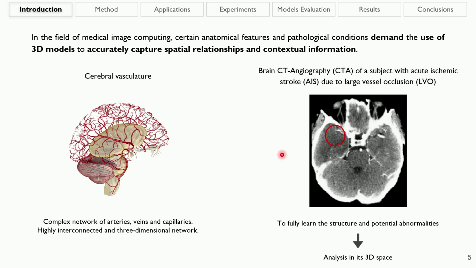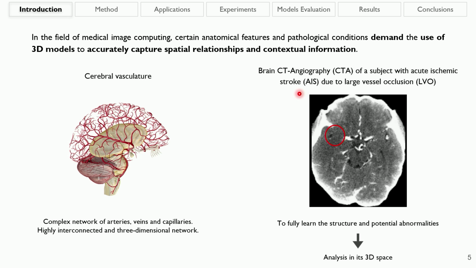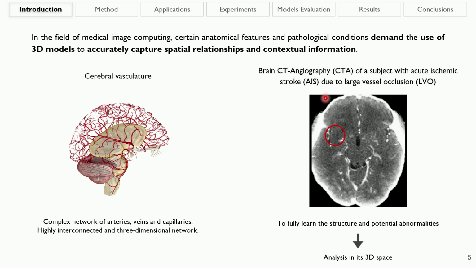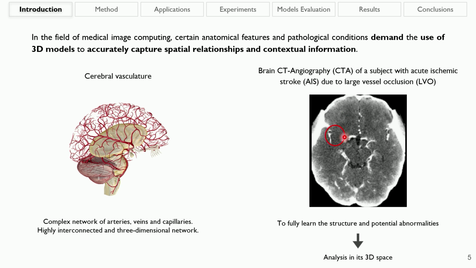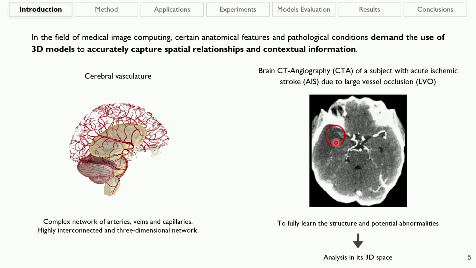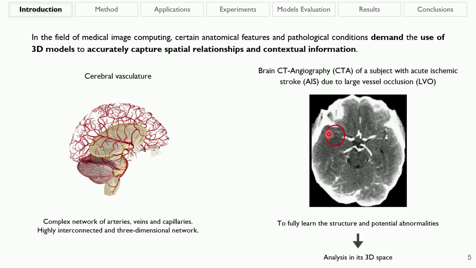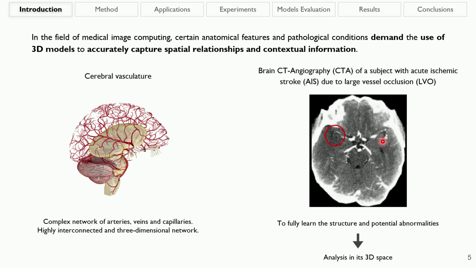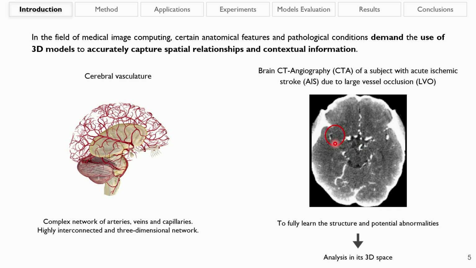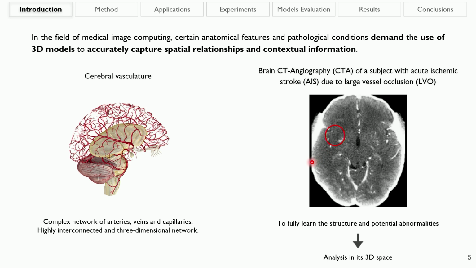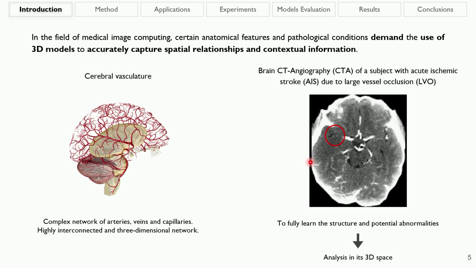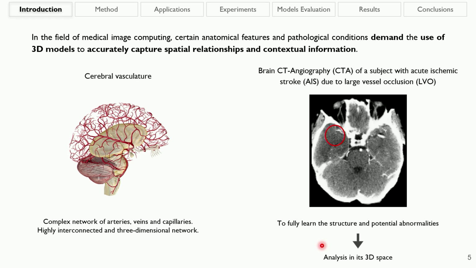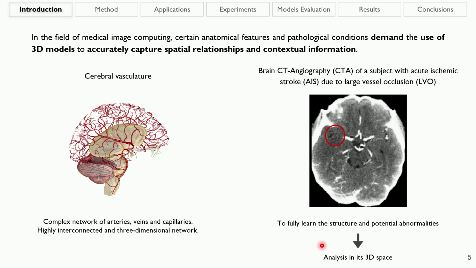Here you can see axial slices of a brain CTA of a subject with acute ischemic stroke due to large vessel occlusion, LVO. The occlusion is located in this region here in the brain, since we do not observe contrast flowing through the arteries in this region. In healthy conditions, we would observe this area enhanced, as in the symmetrical region on the other hemisphere of the brain. But there is an occlusion, an LVO, that prevents the contrast from flowing. And as you can observe, to identify this, we need to analyze the data in its 3D space. It is very difficult to do it using only one 2D image slice.